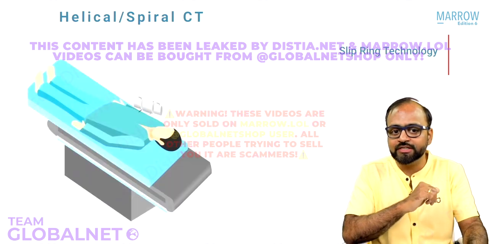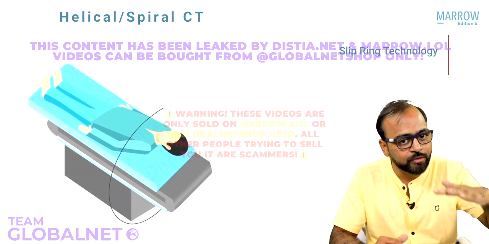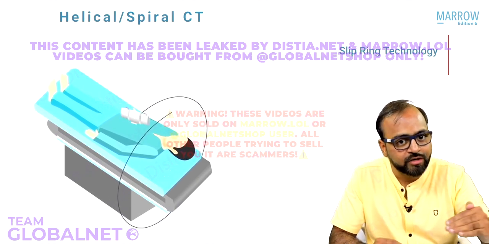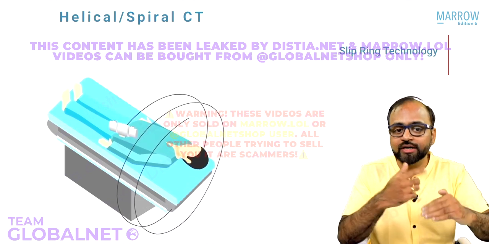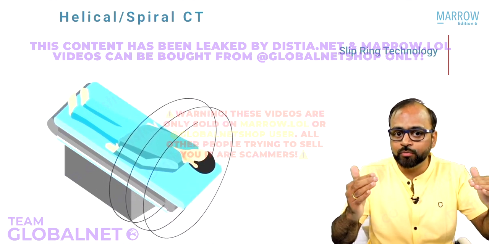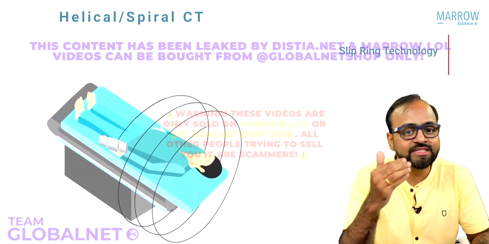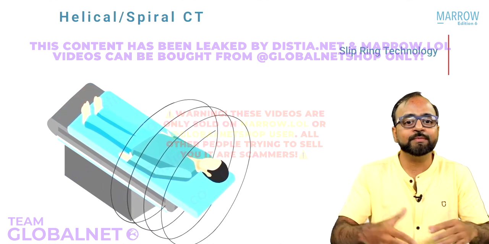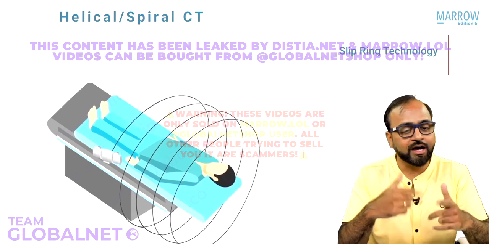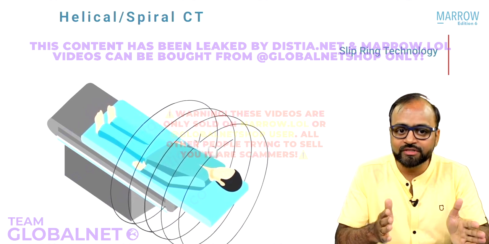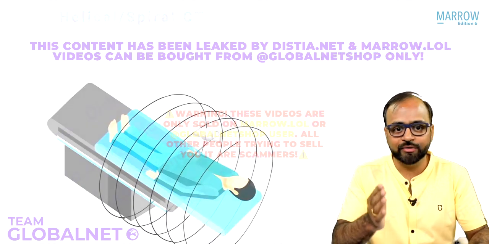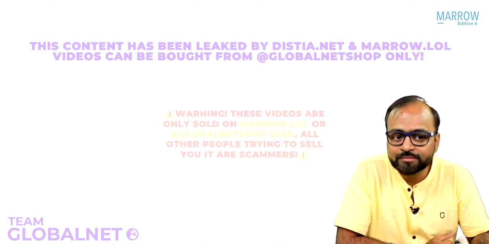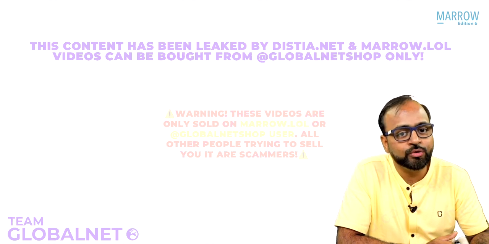Now just imagine the table on which the patient is lying is moving inside the machine. At the same time, the X-ray tube is also rotating around the patient's body. So if you take both these motions together, it appears as if the tube is tracing the path of a spiral or a helix around the patient's body, and therefore this is called spiral CT or helical CT. Do you get this?